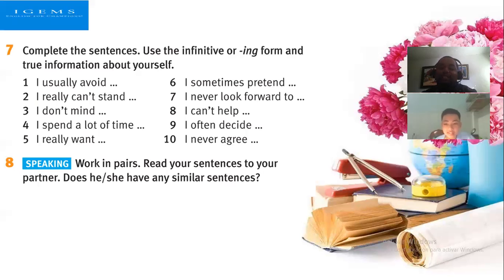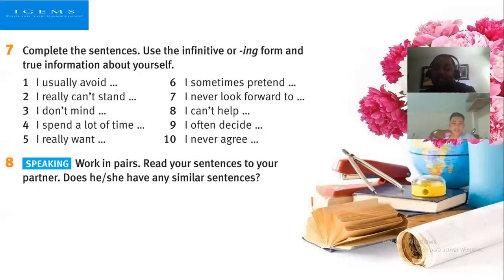I often decide. Oh, you often decide. That is easy. There is always something that you can decide. You may decide, like, going to the supermarket or doing the homework. There are many things you can decide. I often decide to join in many competitions. Oh, you often decide to join a competition. Very good. Yeah. So number 10, you never agree.